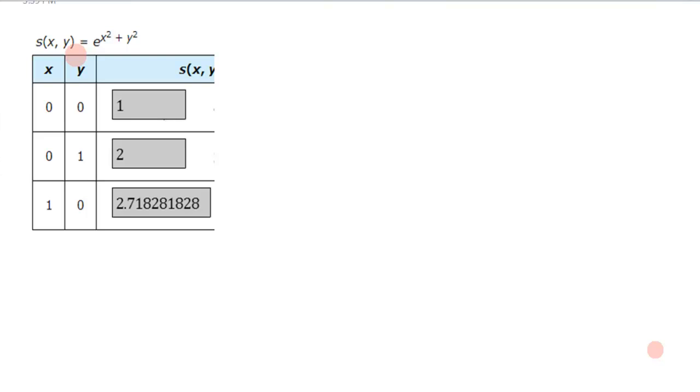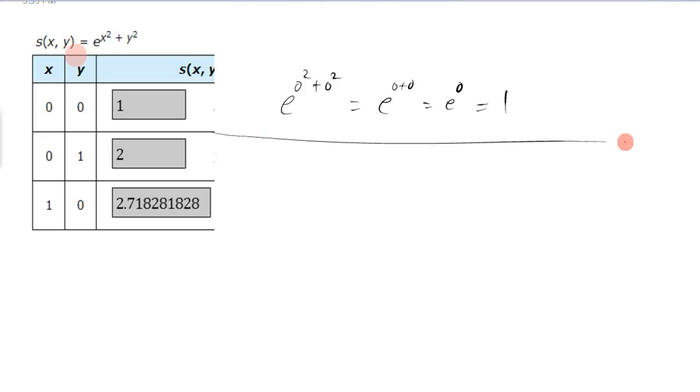So for this problem, you have your function, and it is equal to e to the x squared plus y squared. So notice all of that is the exponent on e. So when we do this problem, e to the 0 squared plus 0 squared, that would be the same thing as e to the 0 plus 0, which is equal to e to the 0. Anything to the 0 is 1. That one's pretty self-explanatory. Now the next one is where your main question came from.